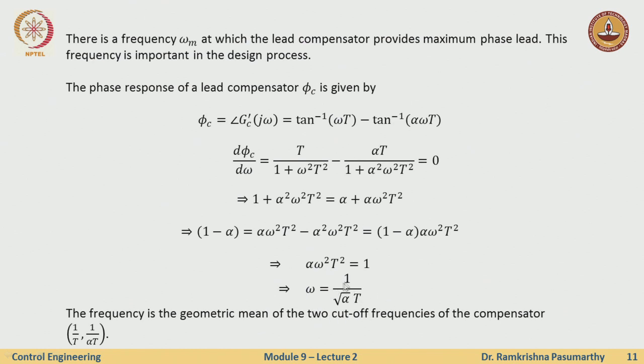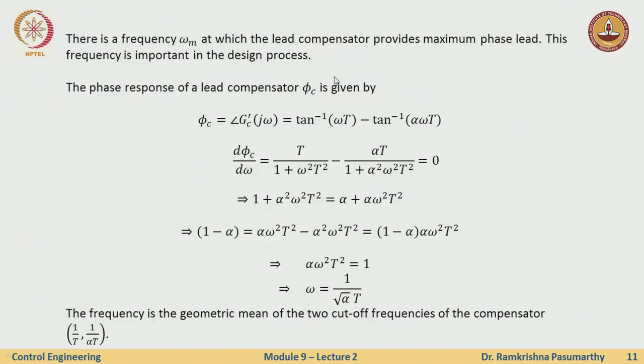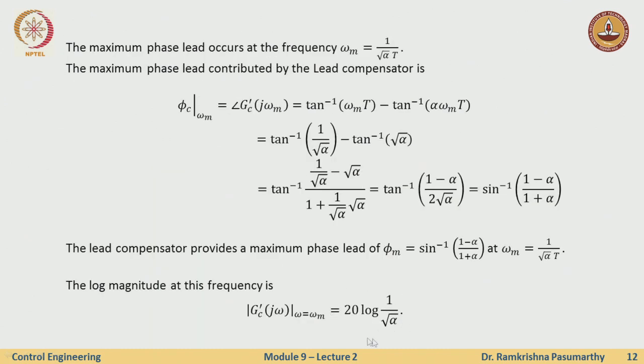So I am just substituting in this expression these values which I compute, right? So substitute omega equal to 1 over square root alpha T in this expression, find out what the magnitude is, and I just get this one. Okay, 20 log 1 over square root alpha is the magnitude at this frequency. And what is this frequency? This is the frequency at which the maximum phase lead occurs due to the compensator.